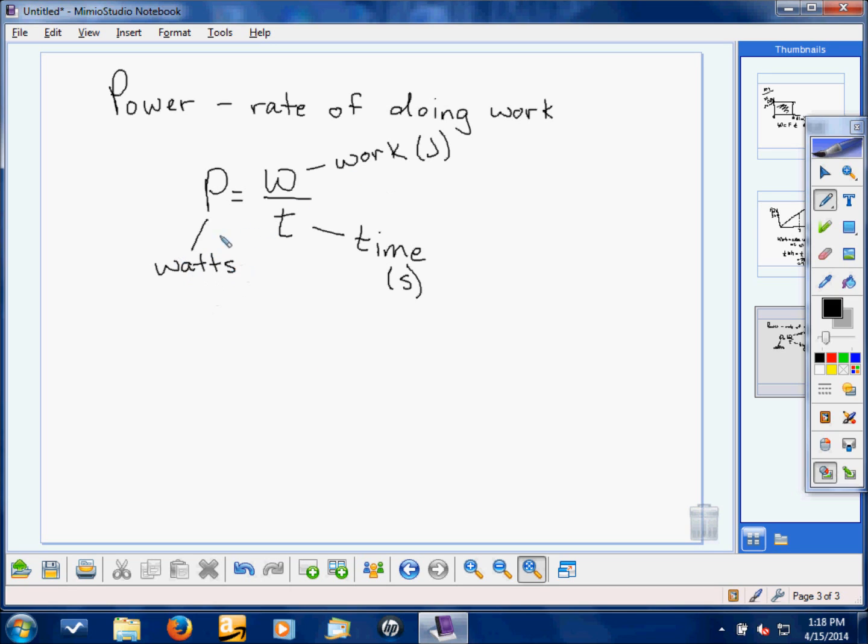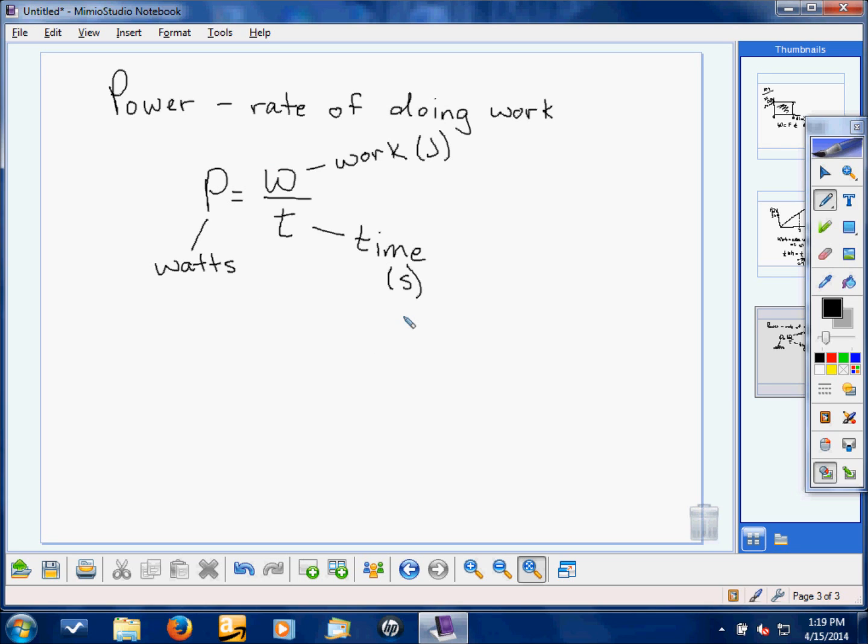Watts is with a W. That's the unit for power. Work is also with a W. But W in the equation stands for work, measured in joules, and P in the equation is the one that's measured in watts. So you need to make sure that you get that straight. It's a unit called watts.